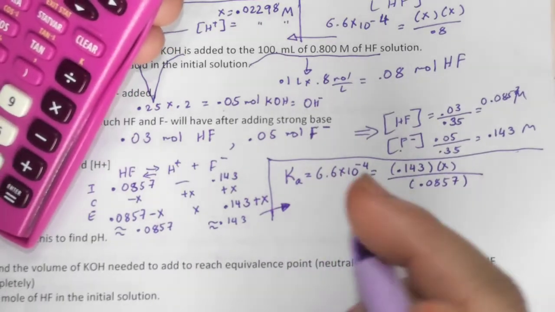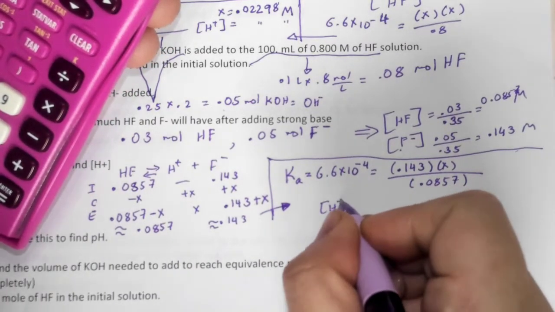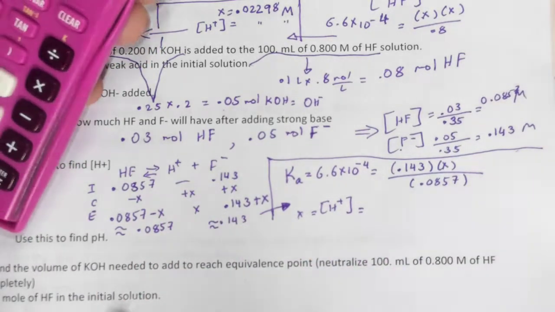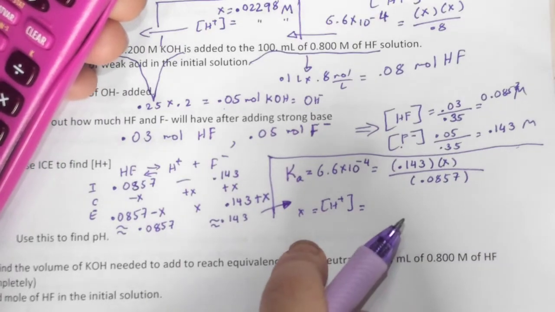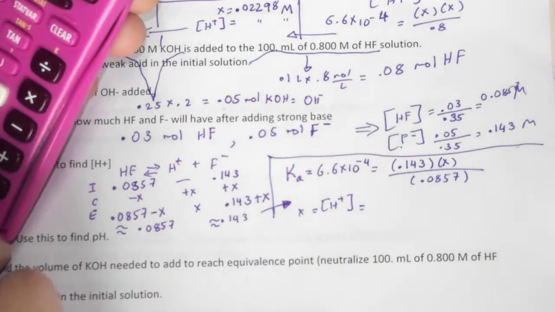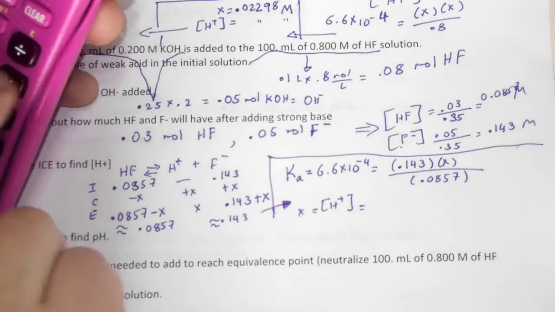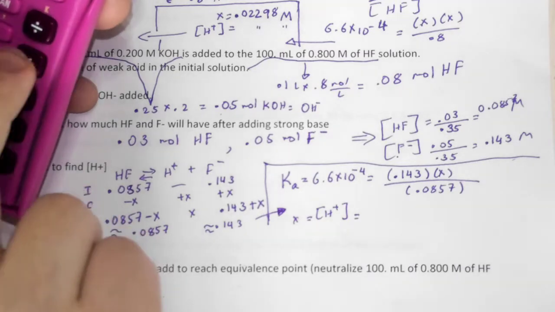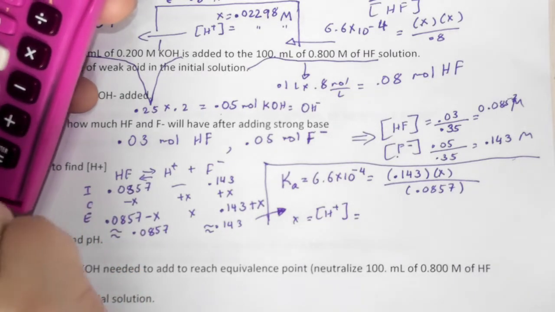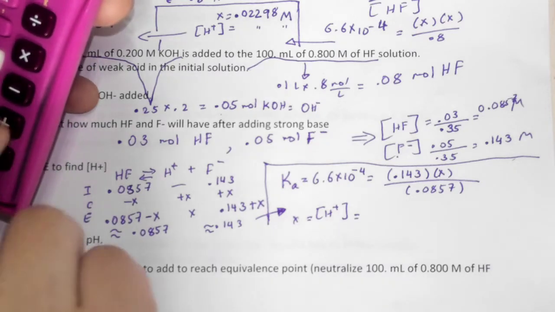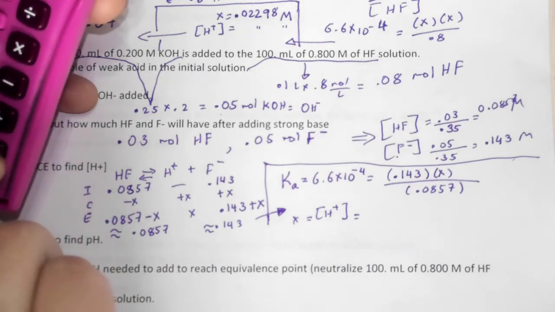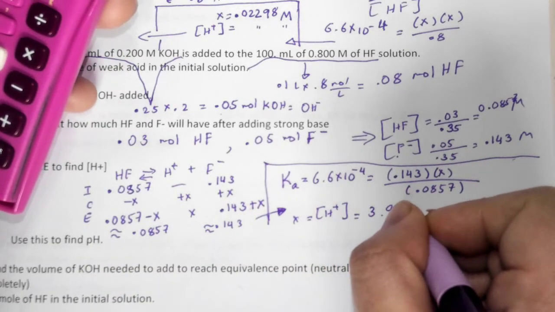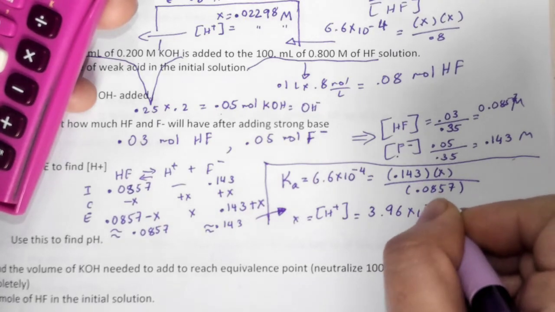So multiply, divide, right? Solve for x. The concentration of H plus is basically the same thing as x, because that's the H plus. Again, you can do Henderson-Hasselbalch from here right away when you get to that number. That's the same thing. All right, so I'm going to do the calculation: 6.6 times 10 to the negative 4 times 0.0857, divided by 0.143. We're going to get 3.955 times 10 to the negative 4.